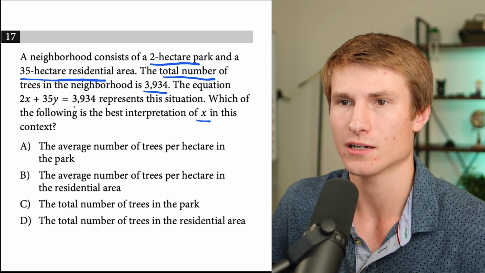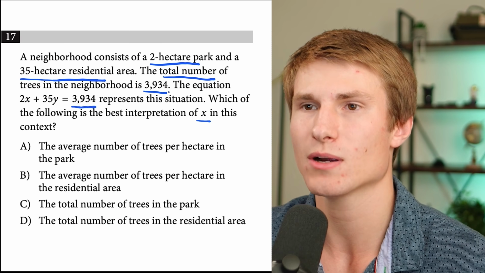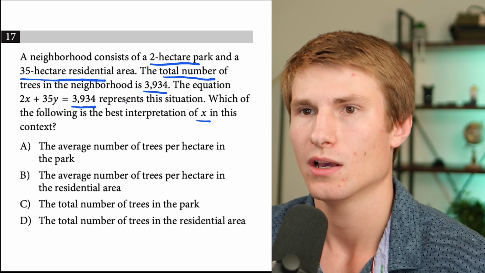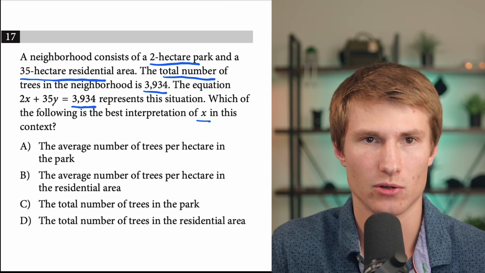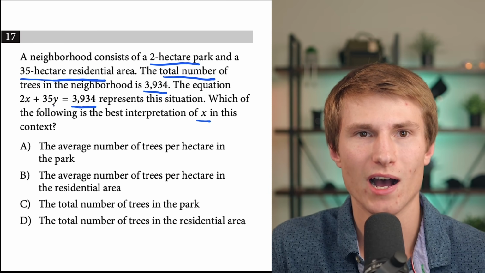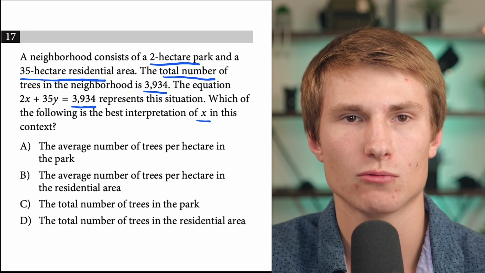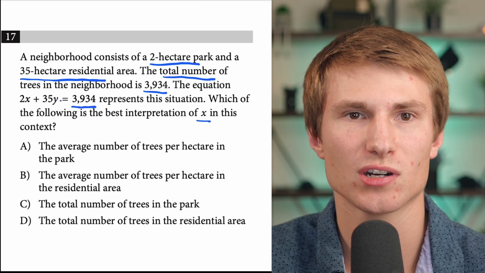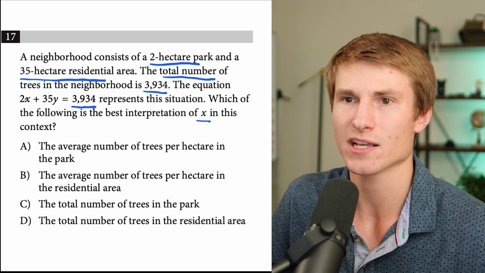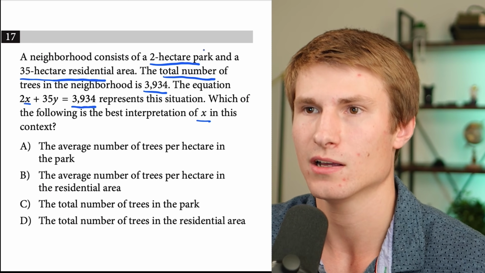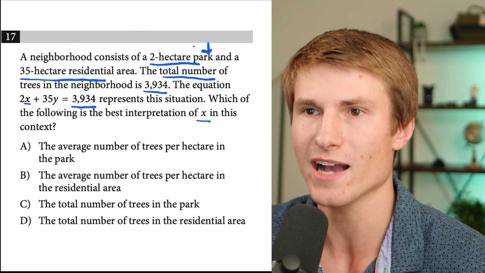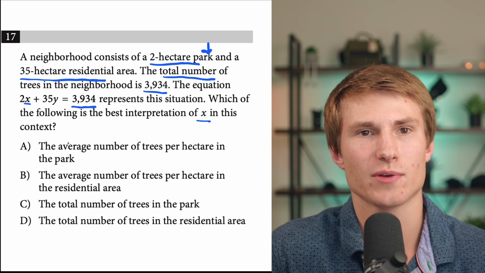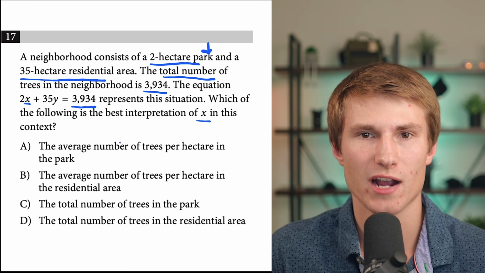Well, what we have to look at here is what does this total represent? Well, it represents the total amount of trees. Now, we also have to look at what gets us to that total. We have 35 times y. Well, 35 is our area, but we have to multiply by the number of trees per unit of area. Now, keep in mind, we're asked to solve for x here, so we're looking at the amount of trees per hectare in the park. So x must be the average number of trees per hectare in the park, which is answer choice A.